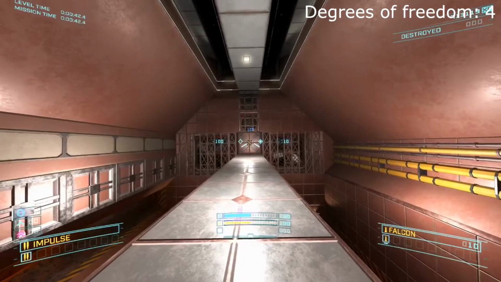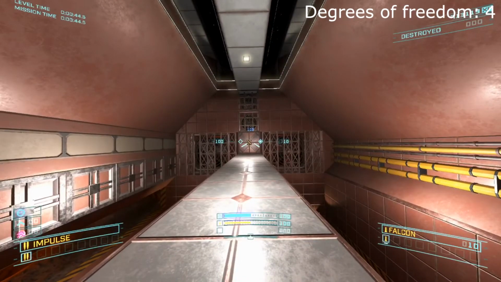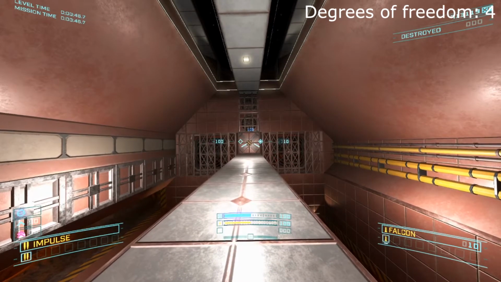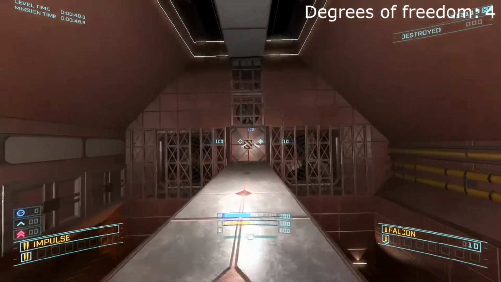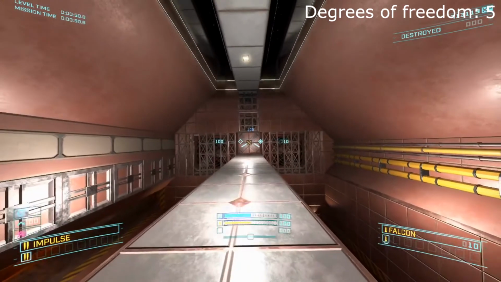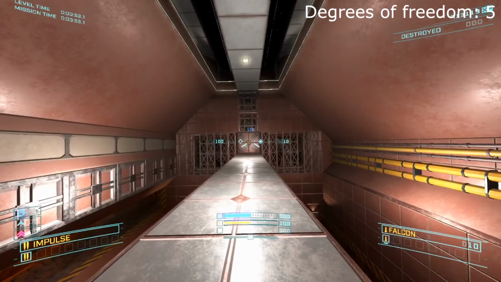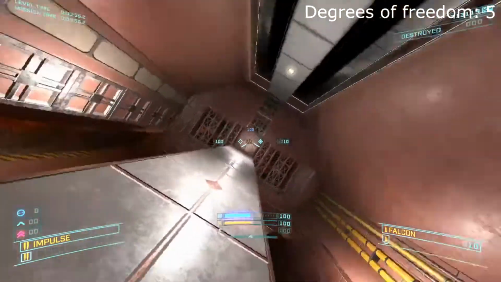The Z-axis is the second horizontal axis, essentially giving us depth. Movement along the Z-axis corresponds to moving forwards and backwards. The rotations around the Z-axis correspond to banking left and right.